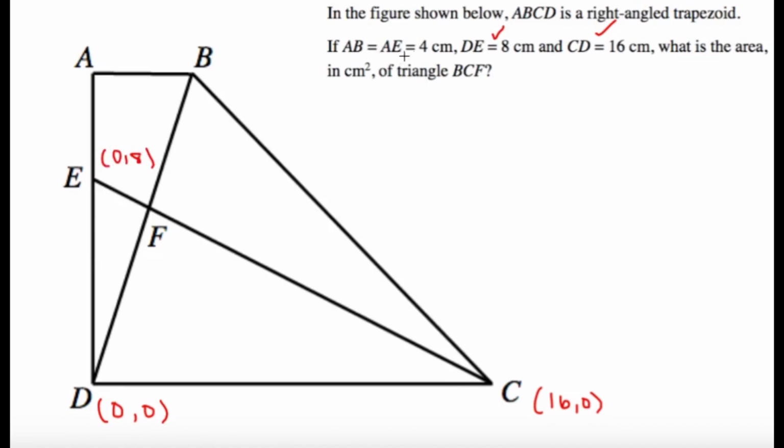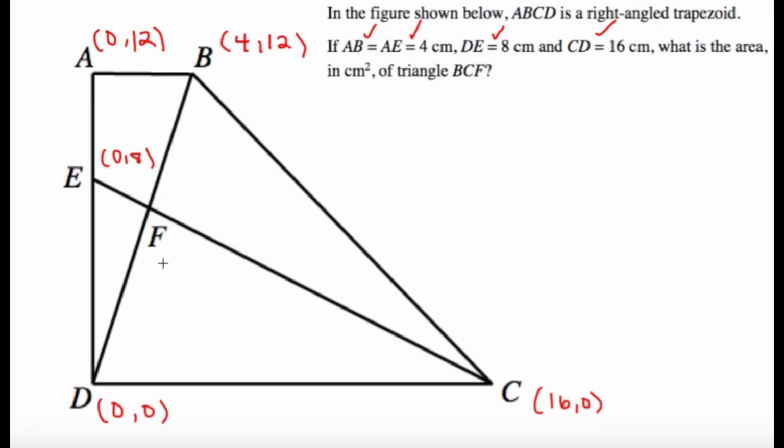And then we know that AE equals 4. So another 4 units up, hitting (0, 12). And then AB is 4 as well. So moving to the right 4 units, this becomes (4, 12). And basically we have exhausted all the given, and we have A, B, C, D, E plotted in the plane.